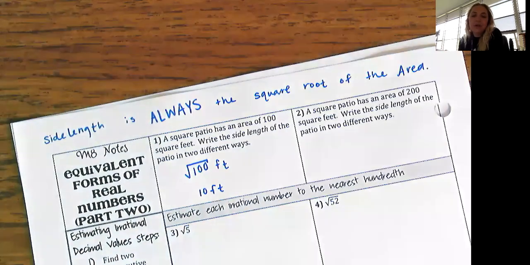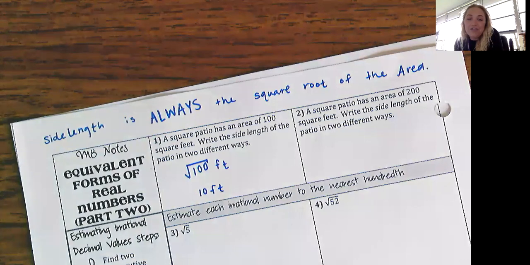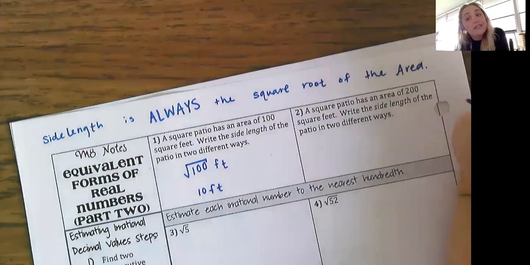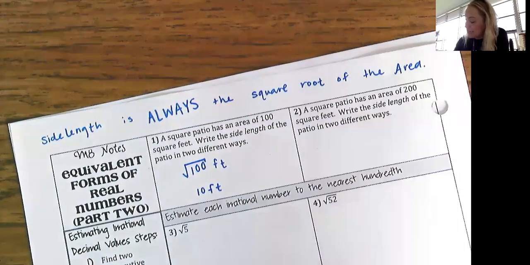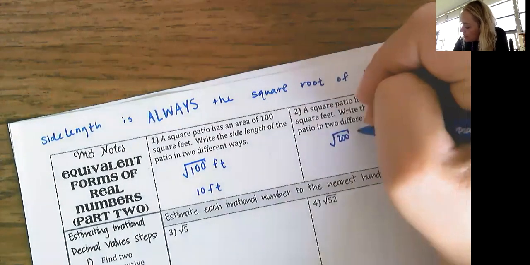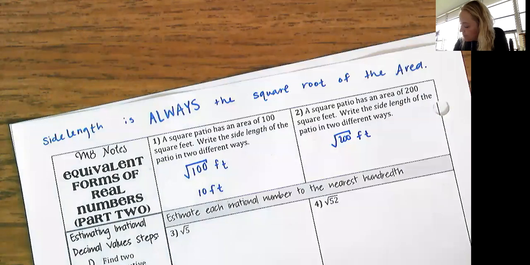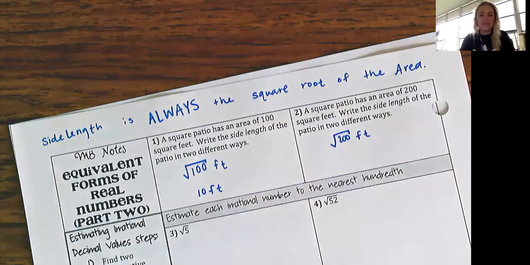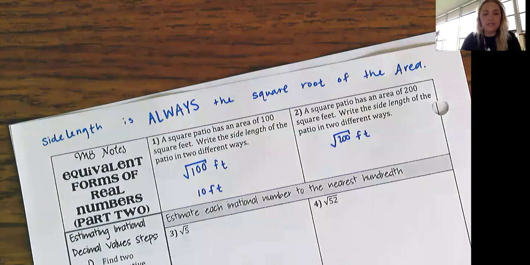Let's try number 2. A square patio has an area of 200 square feet. Write the side length of the patio in 2 different ways. So I'll start by knowing that side length is always the square root of the area. So my side length is the square root of this area, 200, and this was also feet. Then, now I can calculate what that would be. Square root of 200, and look, it's a very long decimal.